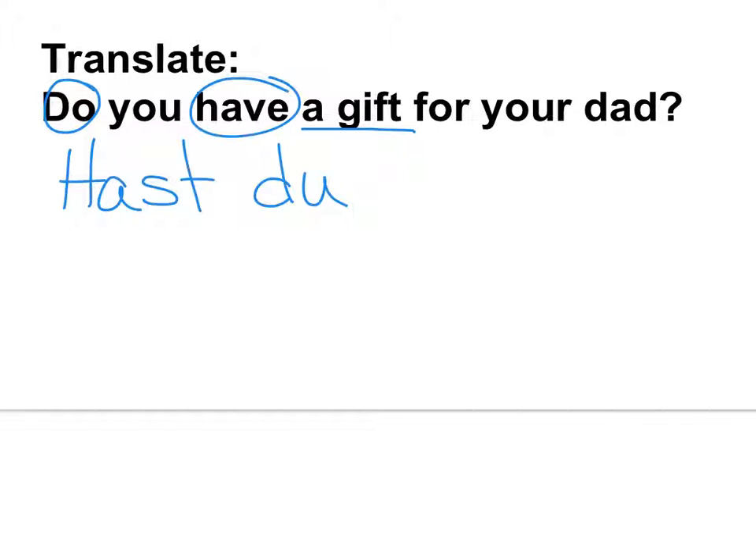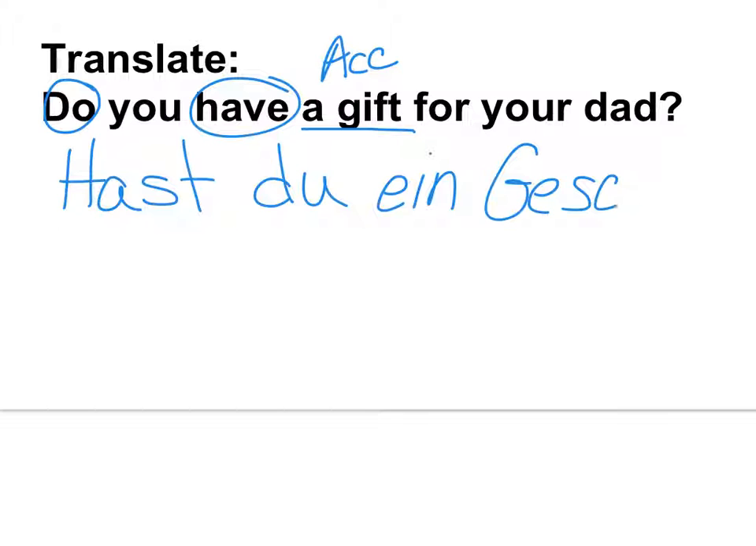What case is a gift going to be in? Accusative. Yeah, not looking for a das or ein word or whatever. Looking for nominative, accusative, dative. Okay, so that's accusative. So what's going to be our next word then? Ein Geschenk, yep, because it's das, so it just switches to ein. Ein Geschenk.